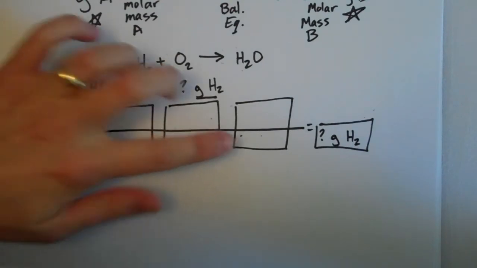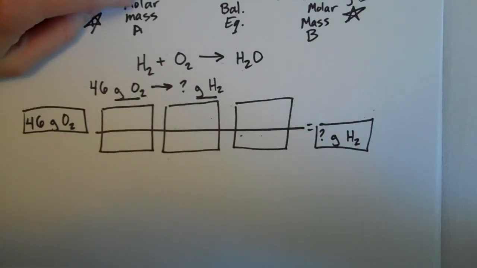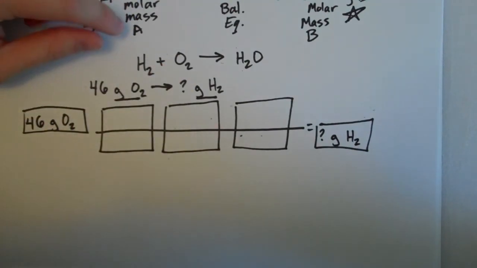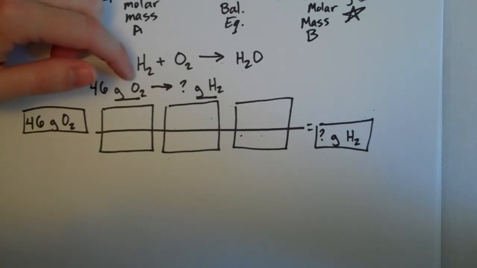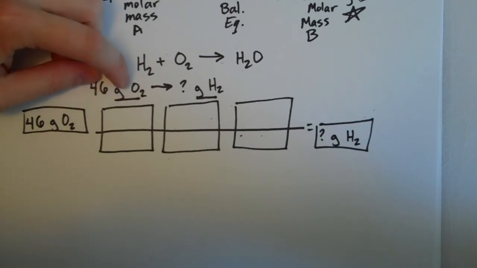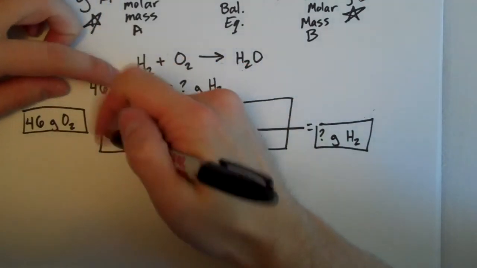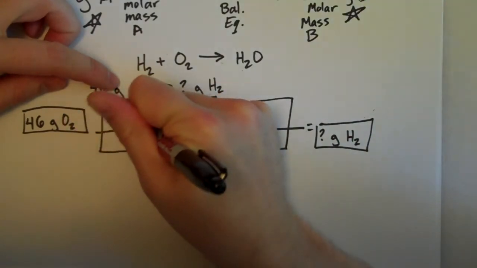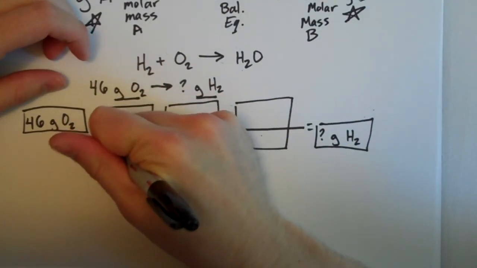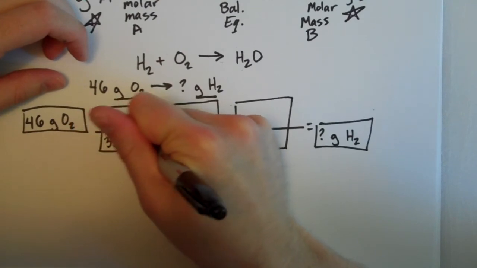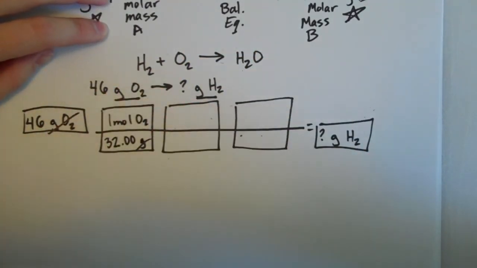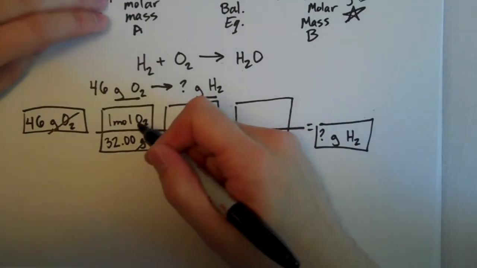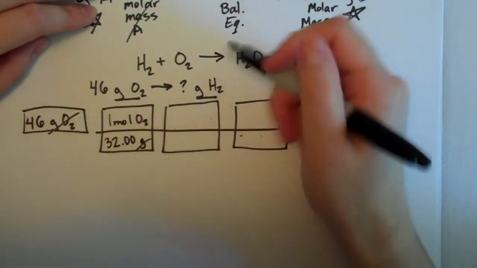Now, I need 3 dominoes. The first one I'm going to need is the molar mass of substance A. A is the substance that I started with, which is O2. Now, if I look on my periodic table, oxygen has a molar mass of 16, but it's O2. So that means that 1 mole of O2 has a mass of 32.00 grams. Okay, you'll notice that the grams of oxygen cancel. Okay, now I have moles. So that was my molar mass domino.